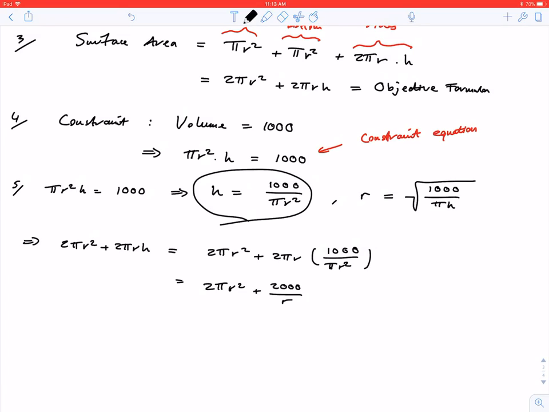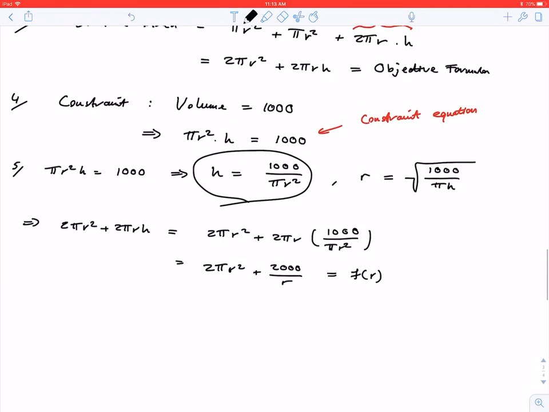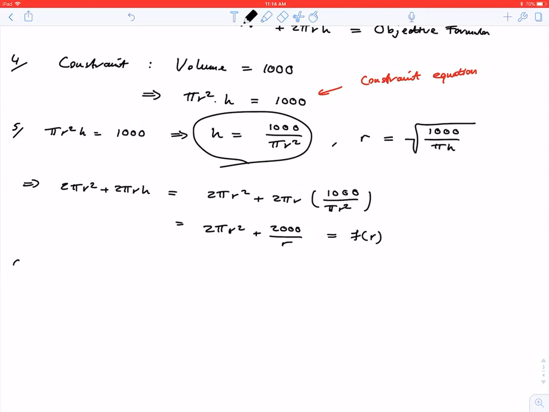So this now is a combination of the objective and the constraint into a single variable function, which I'm going to call f of r. So now at this point, I need to go through the procedure of actually finding whatever it is, the absolute max or the absolute min of this. In this case, it's going to be an absolute min. I'm trying to minimize the surface area. So let's do 6. What's the domain?